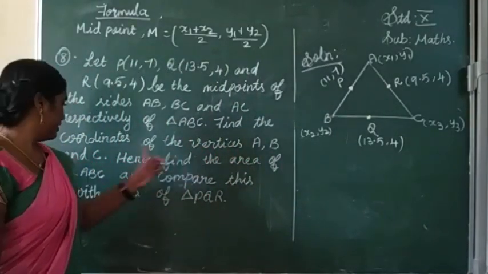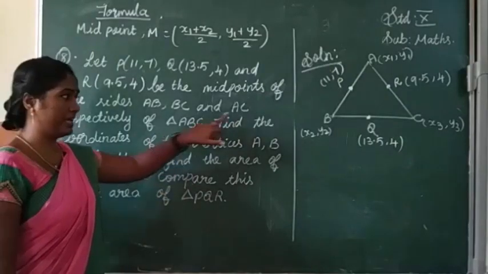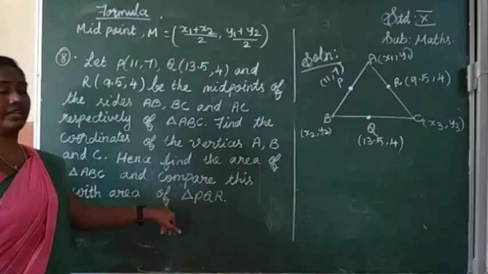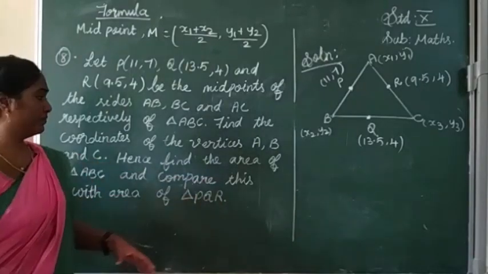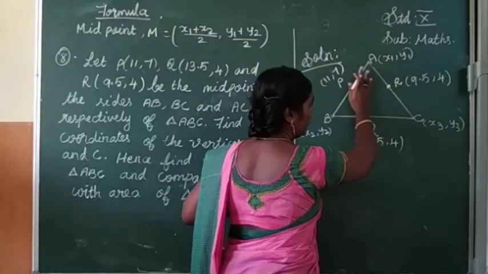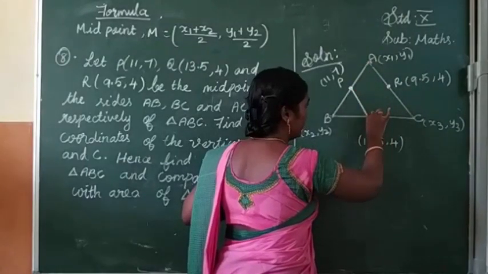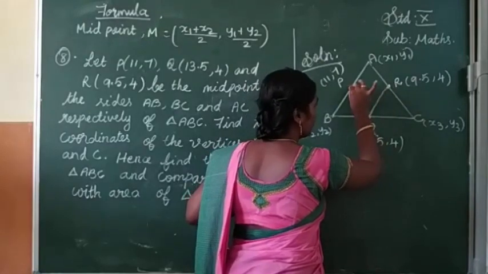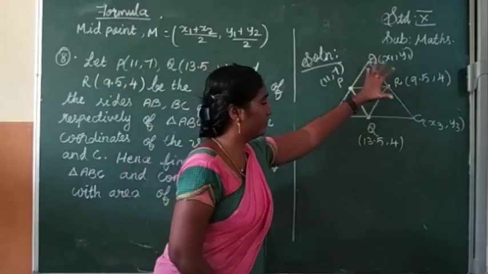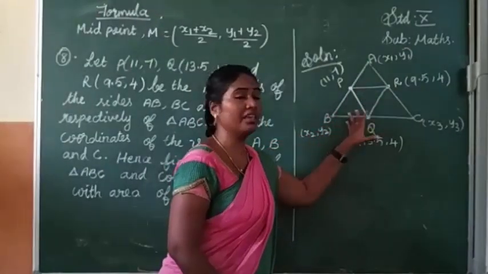Hence find the area of triangle ABC. They told us to find the area of triangle ABC, then compare that answer with the area of triangle PQR. So first we are going to find the area of the big triangle ABC. Next we are going to compare it with triangle PQR. If you join the midpoints, you get one more triangle. So we are going to compare the full area of triangle ABC with this small triangle PQR.